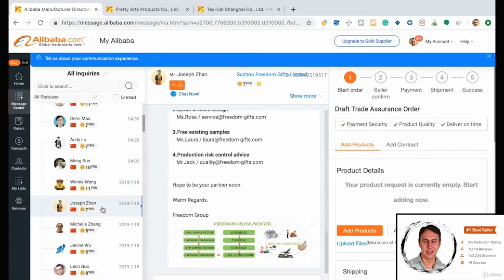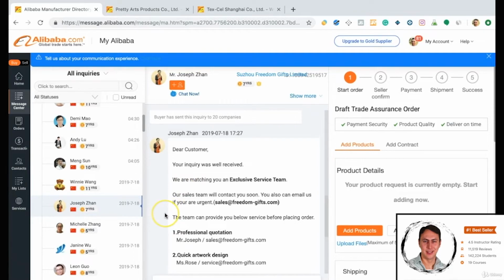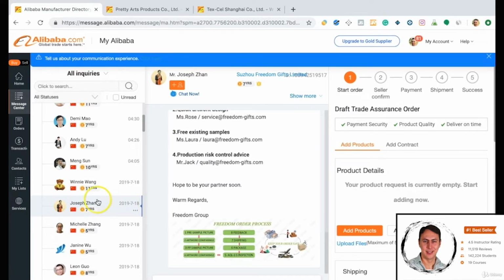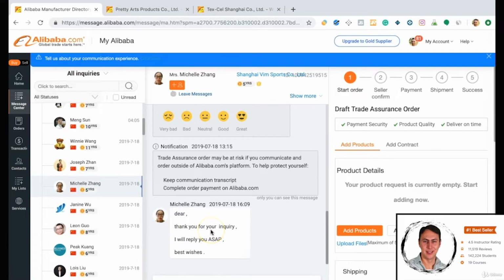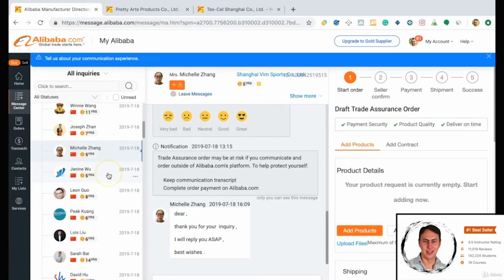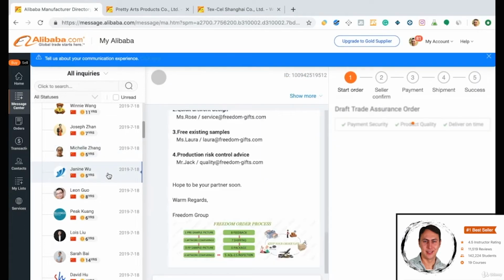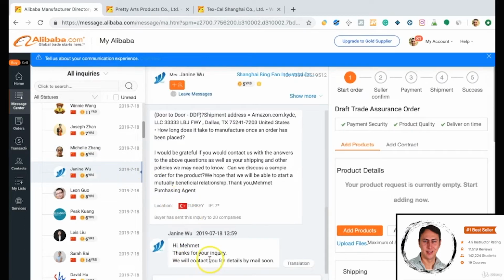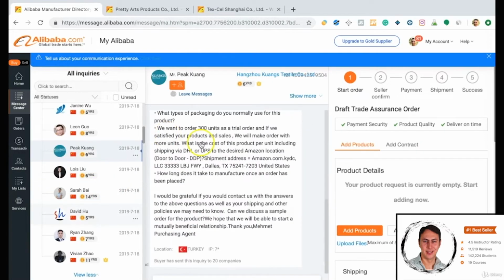The next one has replied that their sales team will contact us. Let's continue. The next one says they will reply ASAP. ASAP means as soon as possible. And there is no reply. It is useful to work with companies that reply quickly. Some of them are telling us that they will reply soon, but the process is important for us. Let's continue. Once again, they said, we'll contact you. Let's pass to another one. For this one, although many days have passed, they haven't replied yet.